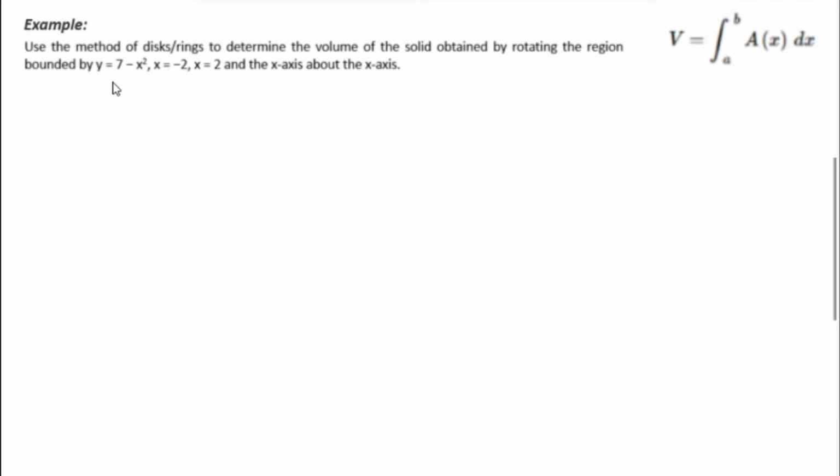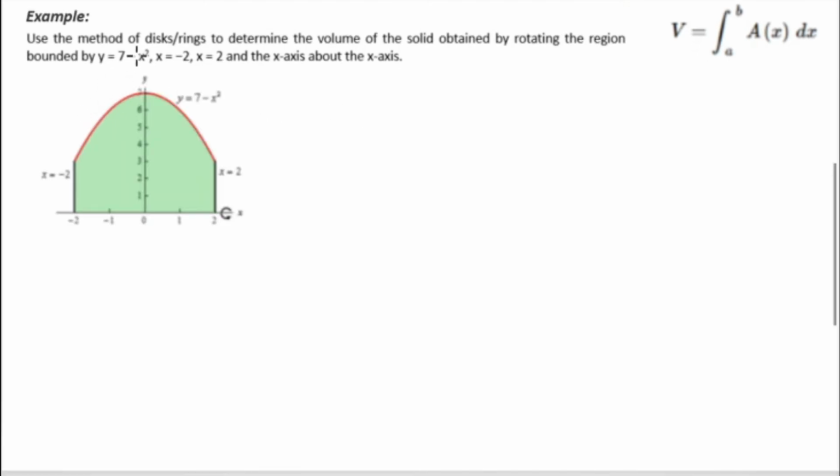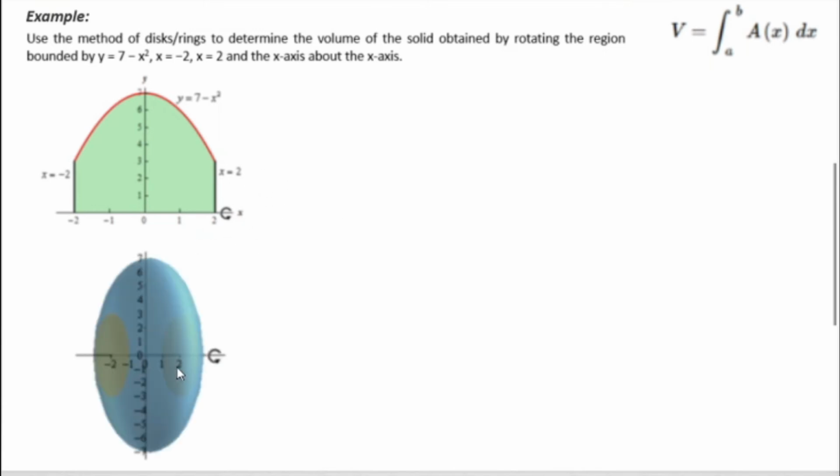So we need to plot all the given functions. Based on the given, we have y equals 7 minus x squared. So this is the curve, y equals 7 minus x squared. X is negative 2, which is bounded from x equals negative 2. This is the line. And another x equals positive 2. And the x-axis, which is a horizontal line. And it is about to rotate along the x-axis, which means it will be revolved along this direction. So we have now the solid of revolution.